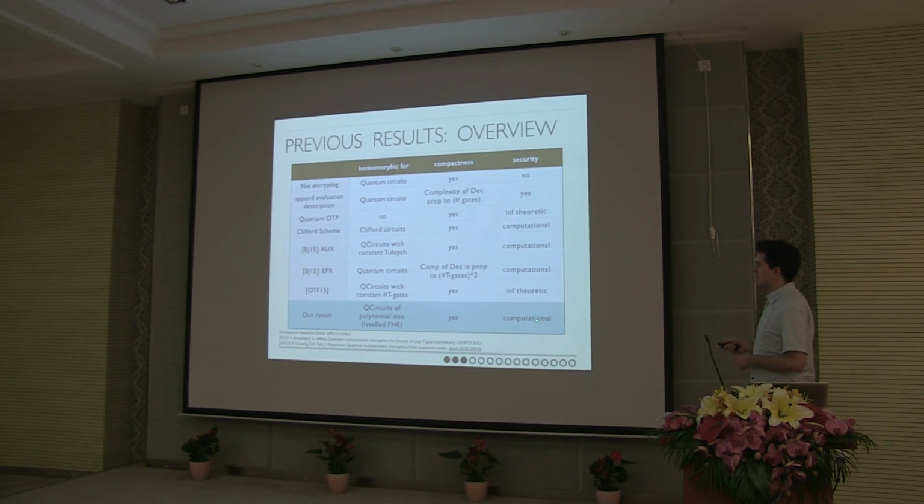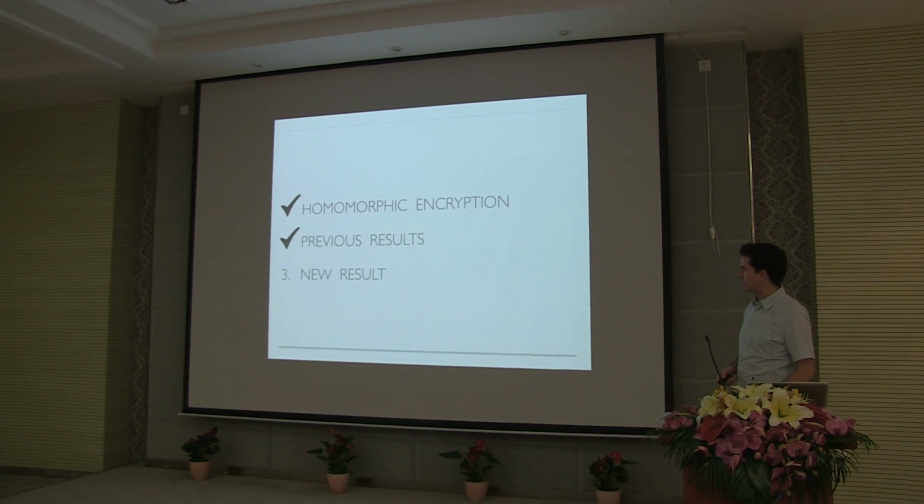Our result uses computational assumptions because we need to use classical homomorphic encryption. It is compact, so again, I don't have the time to explain in detail what it means, but it allows us to evaluate quantum circuits of polynomial size, with, well, you're going to see in the end what exactly the property is. So how do we solve this problem? How do we overcome the challenge?